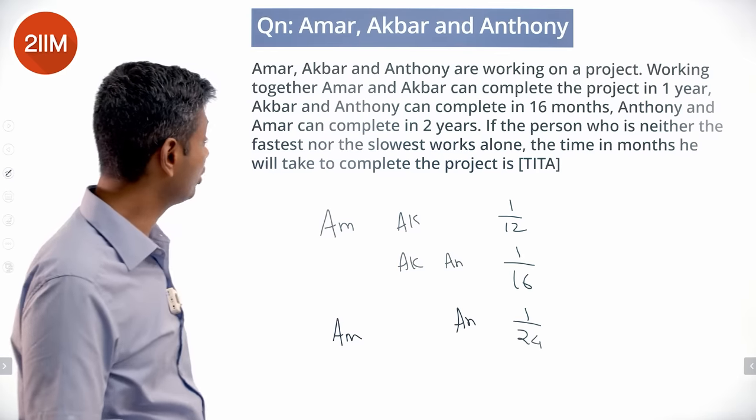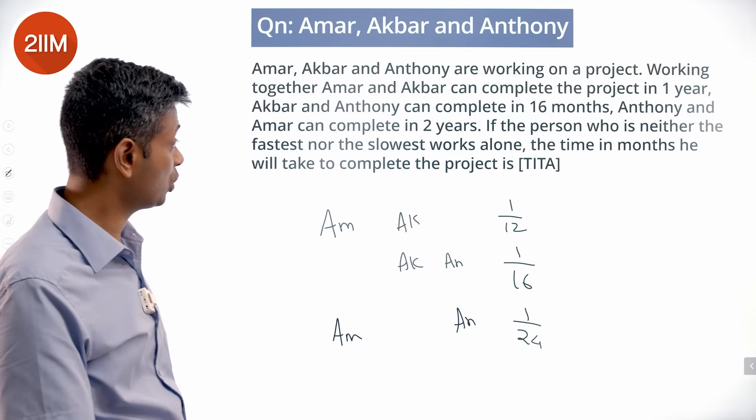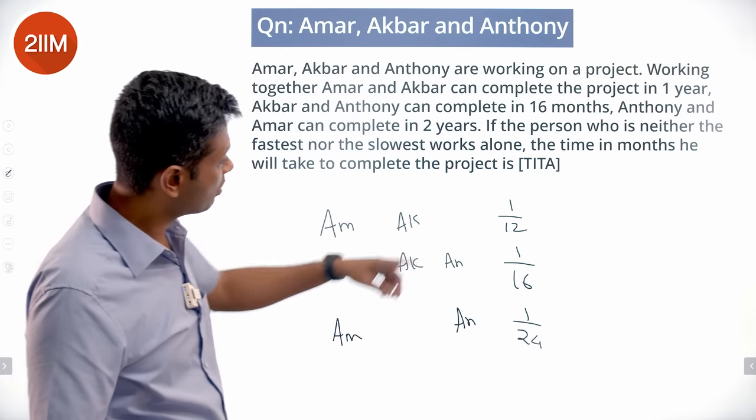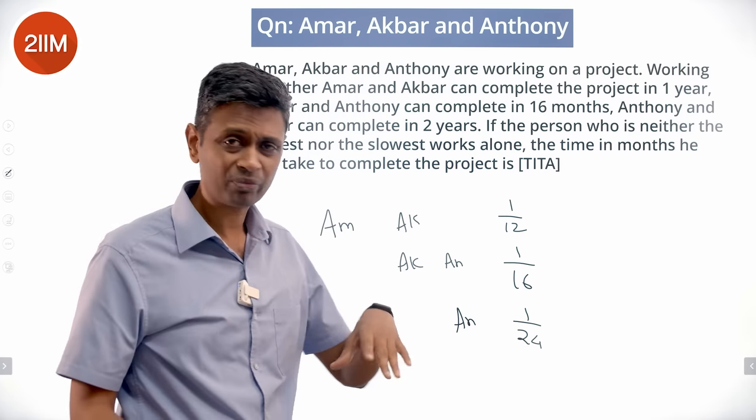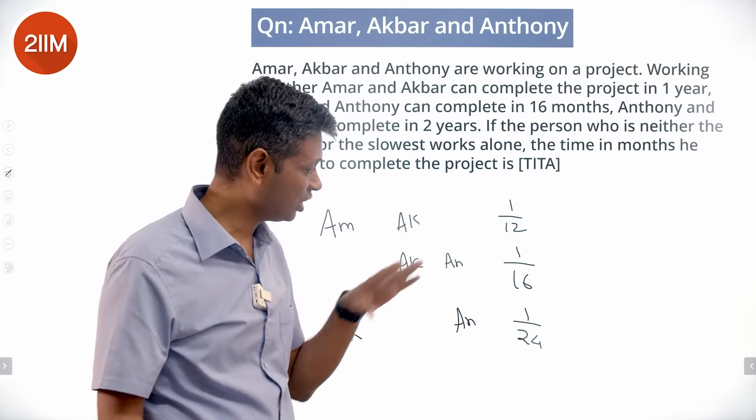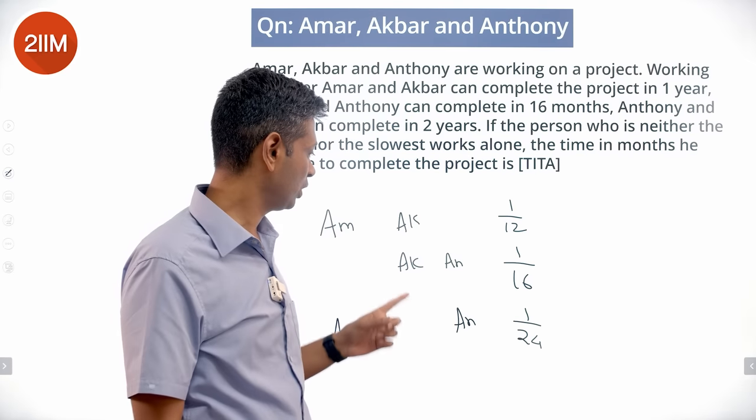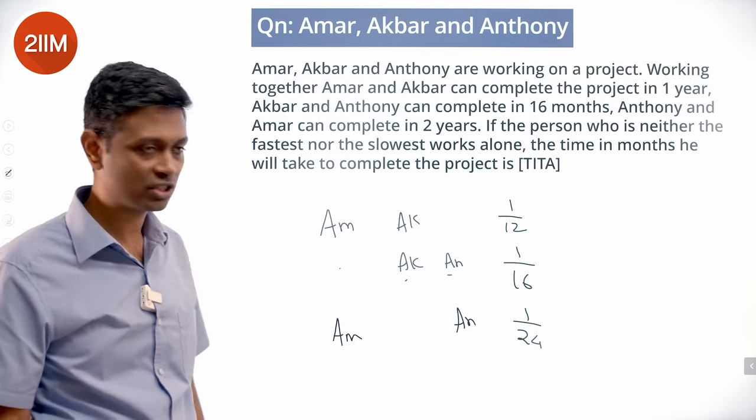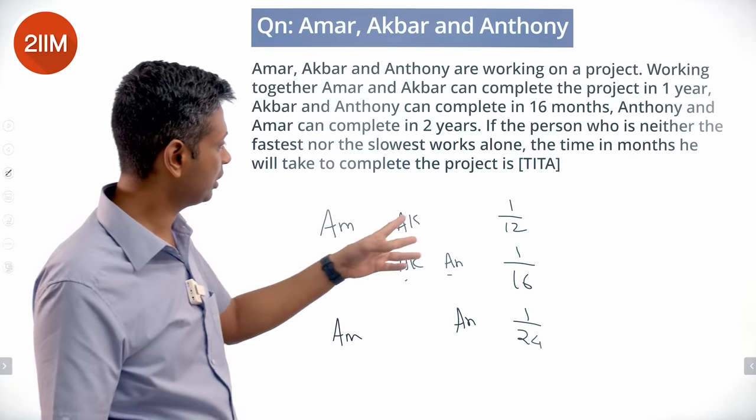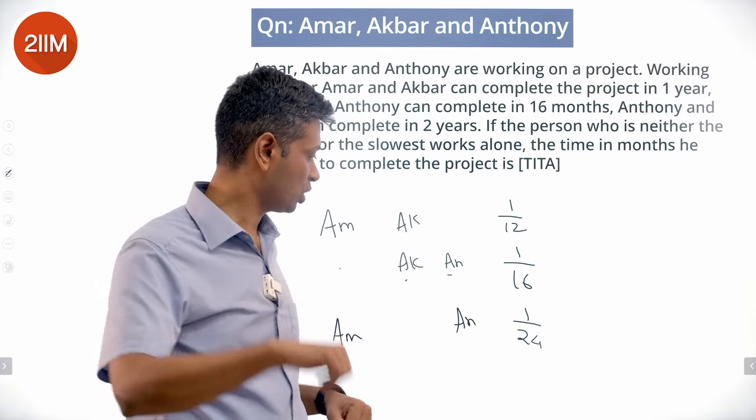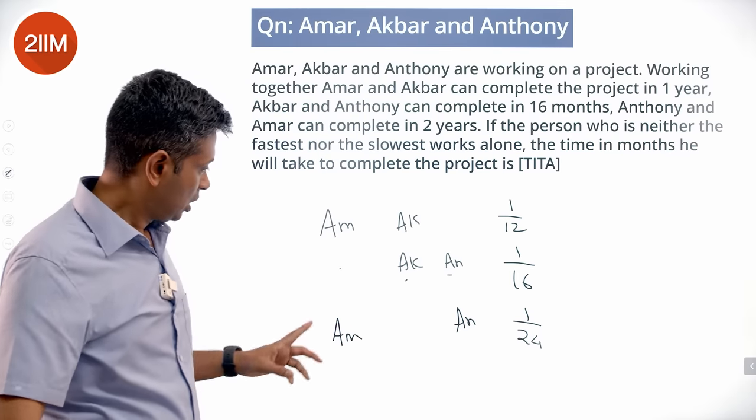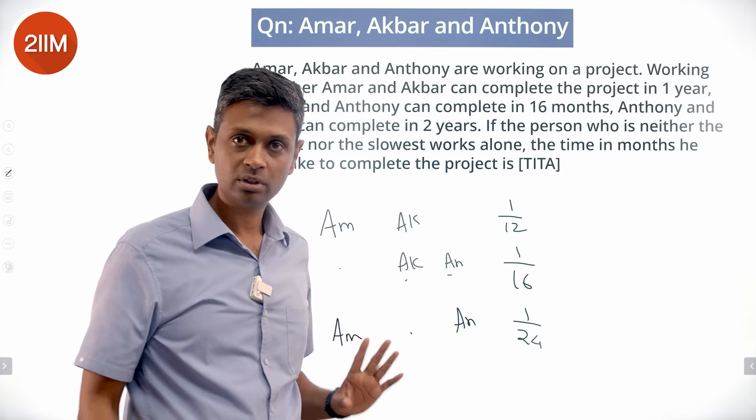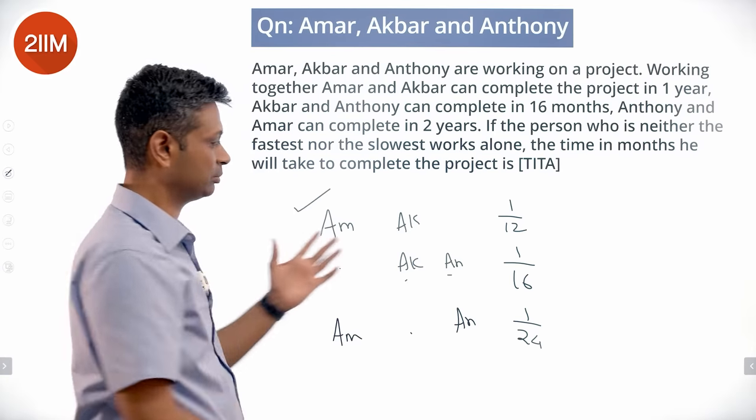Nice. The person who's neither the fastest nor the slowest works alone. The time in months he will take to complete: 1 by 12 and 1 by 24 are the two extremes. 1 by 16 is the middle number. So we are looking at Amar's speed, the missing number. Right? Amar is neither the fastest nor the slowest. Amar plus Akbar can finish 1/12. Or the slowest is Anthony, Amar plus Anthony will take 24 months, or the quickest is Akbar. We want to find Amar's speed from these equations.